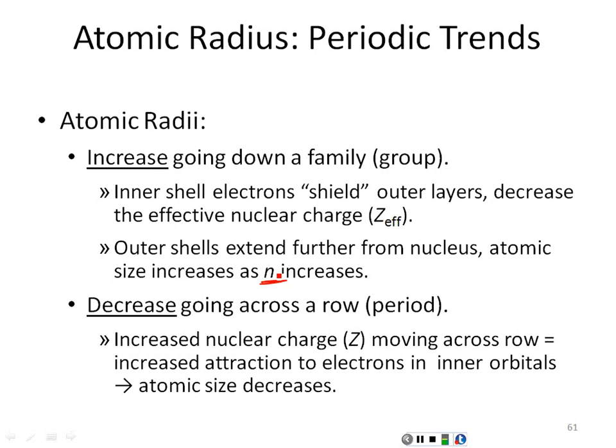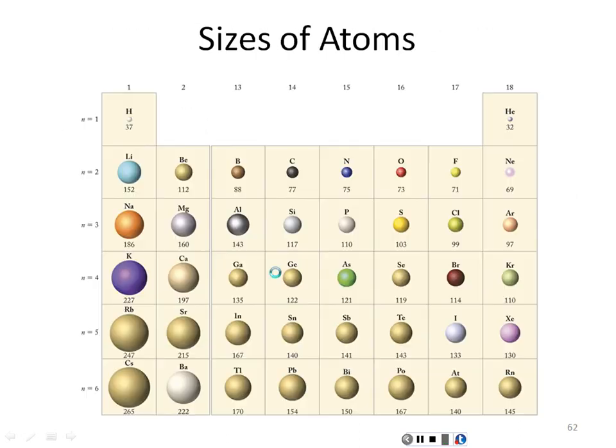So basically the same orbital as you're moving across. And the charge is getting stronger, so that's acting to pull those electrons in closer. So the atomic size is decreasing.